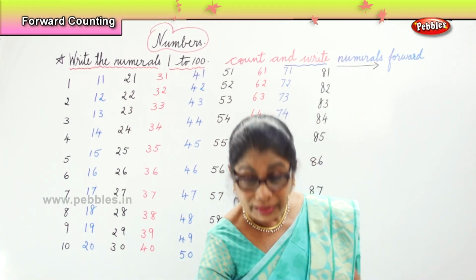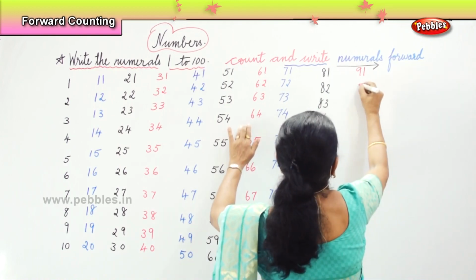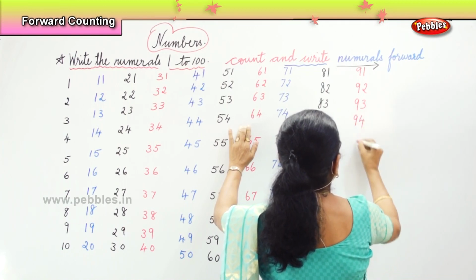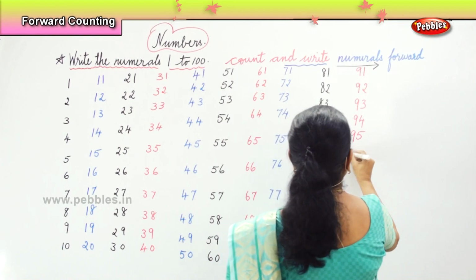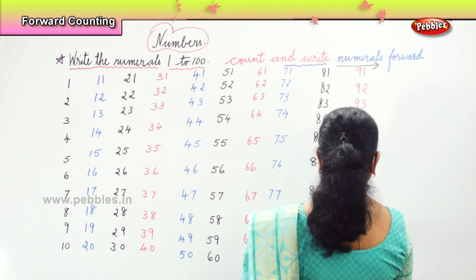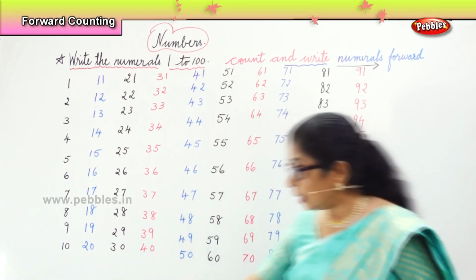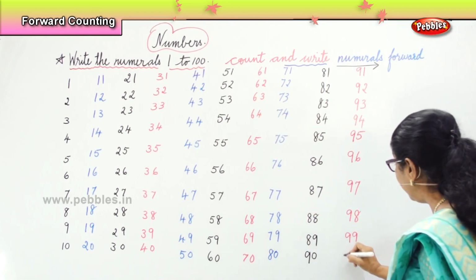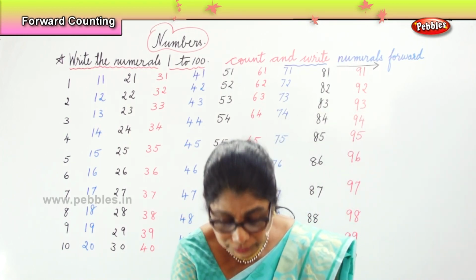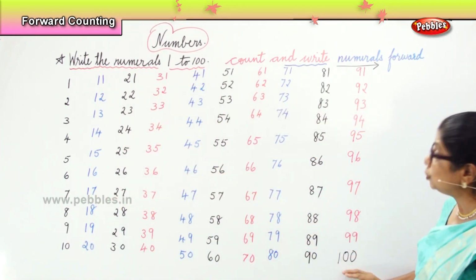Now finally we have, add on one more. 91, 92, 93, 94, 95, 96, 97, 98, 99. So we counted up to 99. And what is the last numeral? 100. What did we do just now? We counted, we said, we wrote numbers 1 to 100.